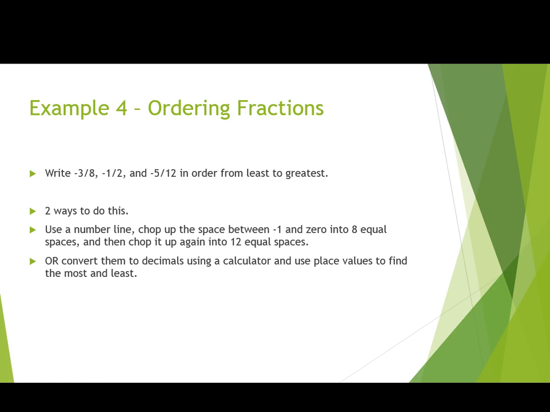Example 4, ordering fractions. We're going to write -3/8, -1/2, -5/12 in order from least to greatest. There are two ways to do this. The first is using the number line, chopping up the space between -1 and 0. All of these numbers live in between -1 and 0 on the number line, somewhere on here, but we don't know where yet. So we're going to chop up the space into portions and see if we can figure out which one's greater and which one's least. We have to be kind of accurate doing this method.